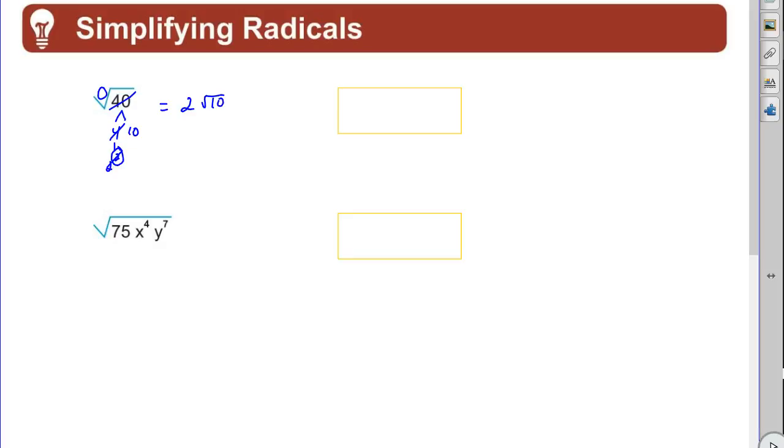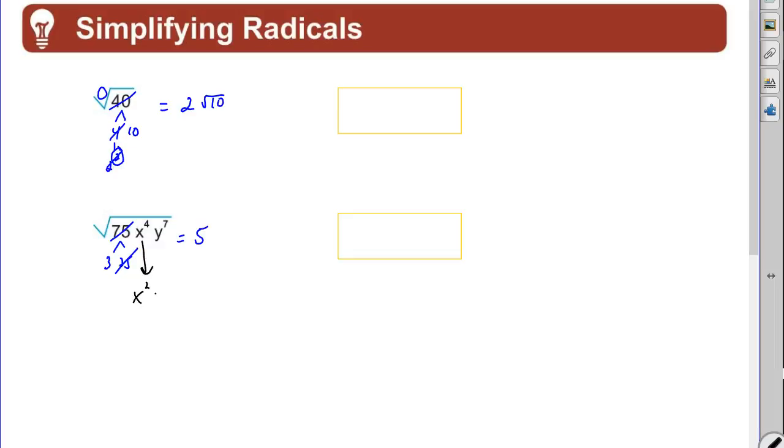75x to the 4th, y to the 7th. All right, so in this situation, first off, I'm going to factor my 75. How about 3 times 25? And again, we all know the square root of 25 is 5, correct? So I'm just going to do that, and the reason is because it's a 5 squared. Okay, that's done.